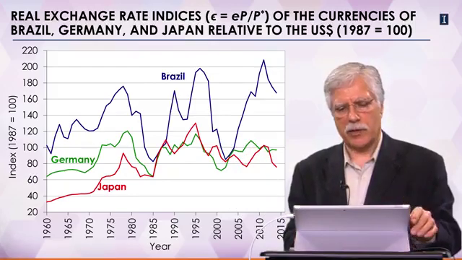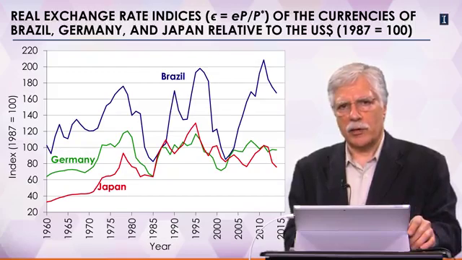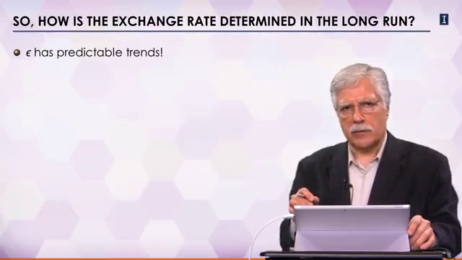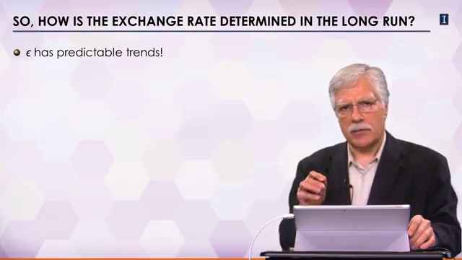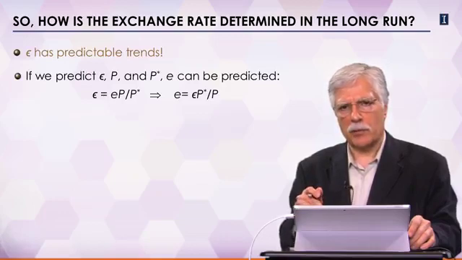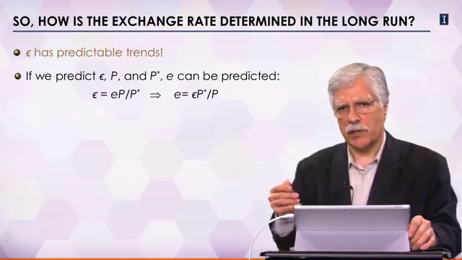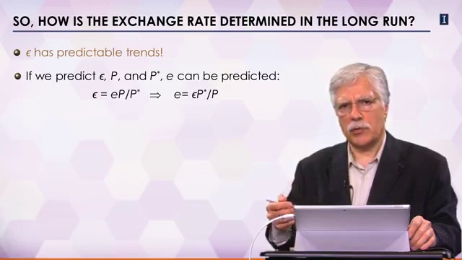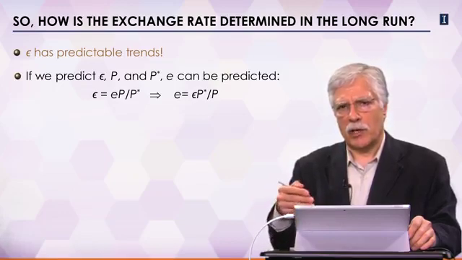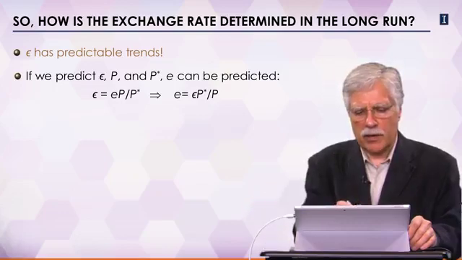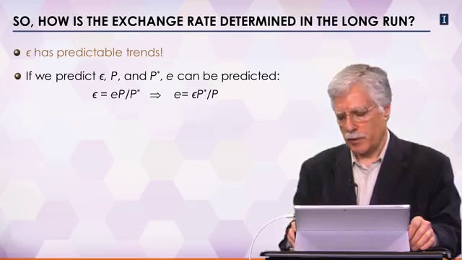However, now we're arriving at our real model using what we've learned so far. This is the key. Epsilon may not be constant, but it has predictable trends. And if we can predict epsilon, we might be able to predict the exchange rates. It's not a fixed amount, but there are some factors that drive epsilon. And we can use those factors to figure out where the real exchange rate might be going. And price levels, remember, are relatively easy to predict. As a result, we can have an idea where the exchange rate might be moving.